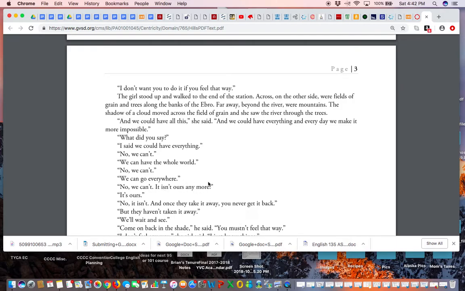And I found this an interesting line, one that I'm curious about and would want to think more about. And I'm sensing some difference in the way that they're both thinking about what everything is. I don't think it's the same. His everything is clearly tied to travel, etc., and her everything is something else.